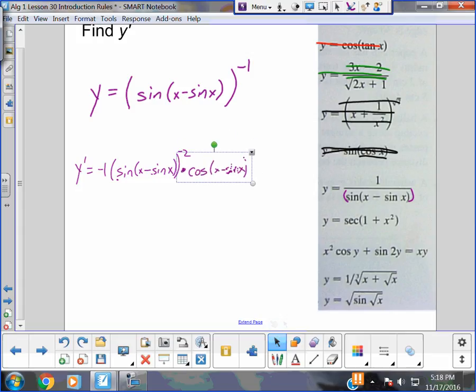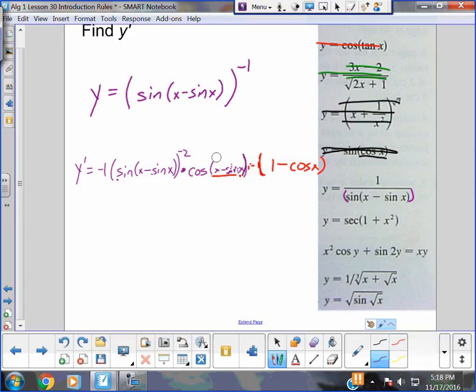And then I got to take the derivative of x minus sine x. I'll do that again here, in a different color. I got to take the derivative of this. Derivative of x is 1. Derivative of sine x, we know is cosine x. So, again, a lot of steps. I'm going to erase this, make it a little cleaner.